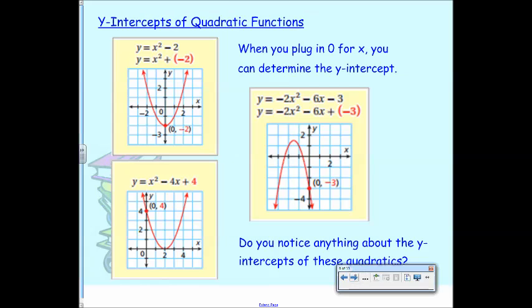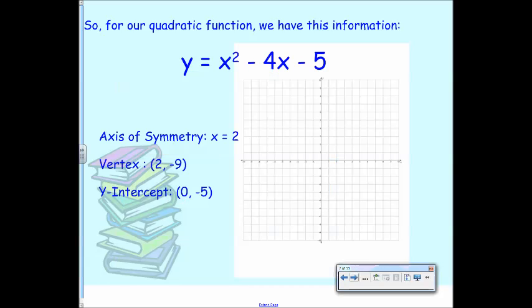Okay. All right, so that's all the information that we found, and that's how we plotted it. So the vertex was at 2, -9, and again, that was right here. And then the y-intercept was at -5, so that was right here. Since this is our axis, we went over 2 more to get here, and then here's your parabola.